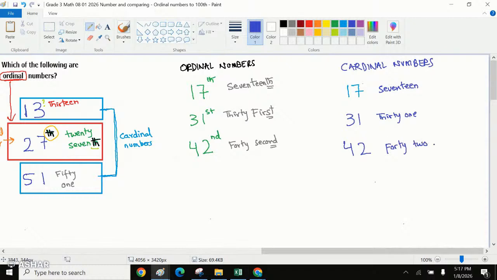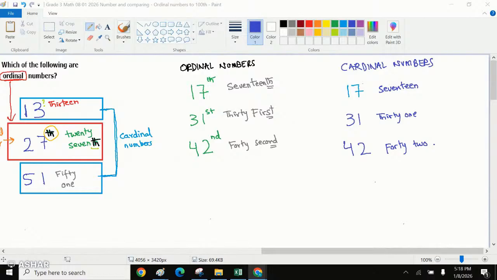See, the difference between these two is that ordinal and cardinal numbers are used differently. When we're counting numbers, we simply say 17, 31 and 42. But when the numbers are used for giving positions, then we follow the rules of the ordinals. And what are the rules? We apply the th, st and nd. So this will be the difference between ordinal numbers and cardinal numbers.